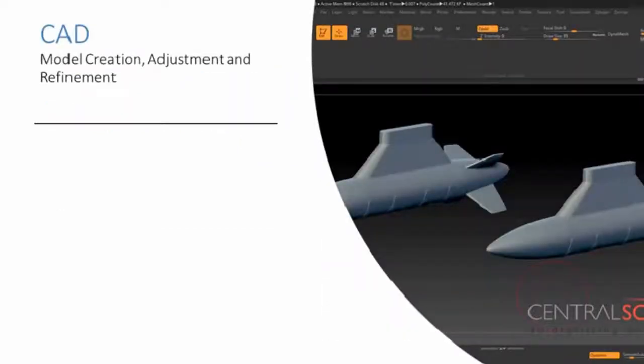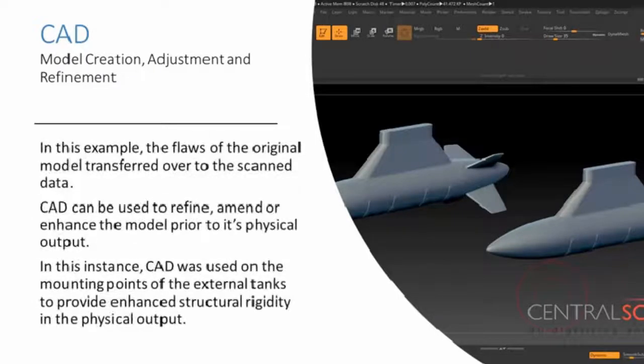Raw scan data on its own offers little utility in terms of engineering, as it is simply a facsimile of the original object, and as such, any flaws are reproduced. The data captured from the scan is designed to be easily exportable to CAD for refining, enhancing, or amending the physical model. In this instance, the mounting points of the external stores of the aircraft were significantly strengthened to prevent them from becoming accidentally detached in the physical output. Additionally, the model was completely resized from 250mm to 23mm in length, as required by the intended application. It should be noted that the use of CAD requires significantly more training.